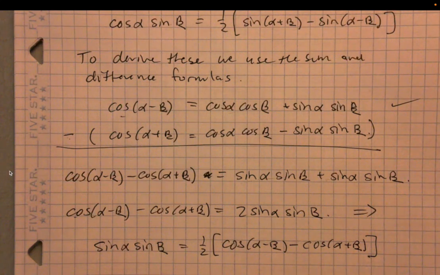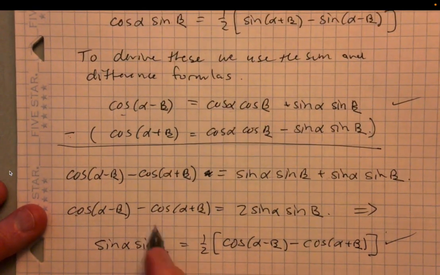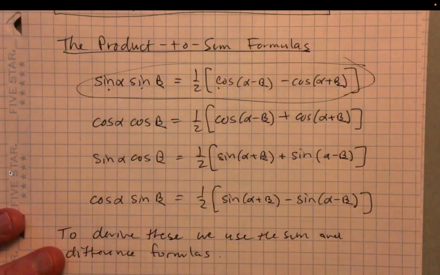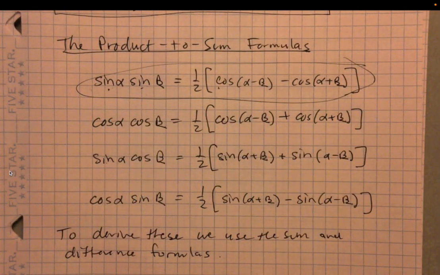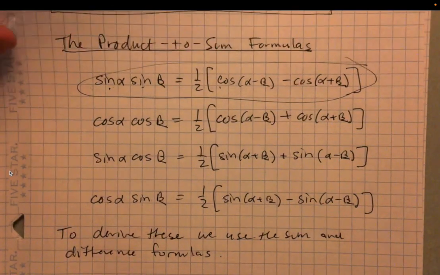There we go. And so that is the simple derivation. You're basically just taking the two sum and difference formulas and subtracting them. And when you do that, you get this one right here. So real simple derivation, it kind of falls out of just that subtraction.